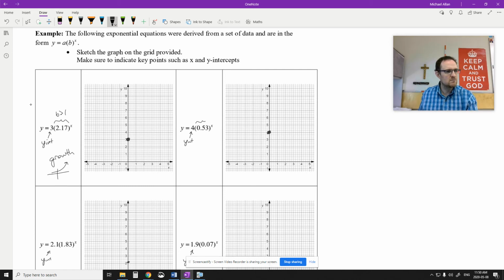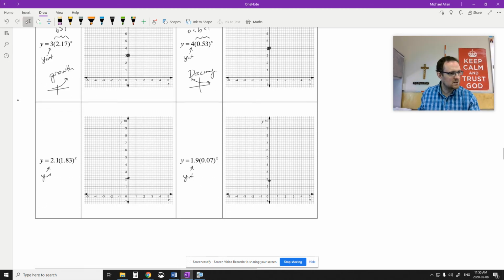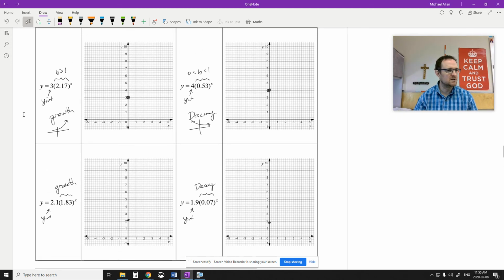Now this number is less than 1. It's still greater than 0. So that means it's a decay graph. So it's going to be going this way. All right, so I can label these all off and say, okay, this one here is greater than 1, so this is a growth graph. And this one here is less than 1, so this is a decay. Awesome. So I know the shapes of these graphs.